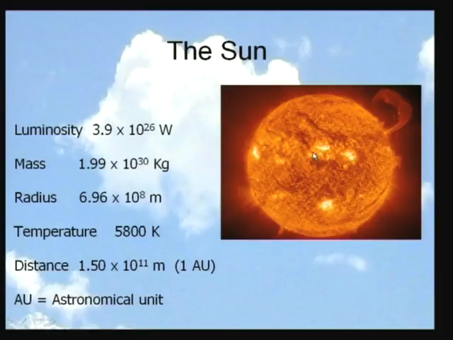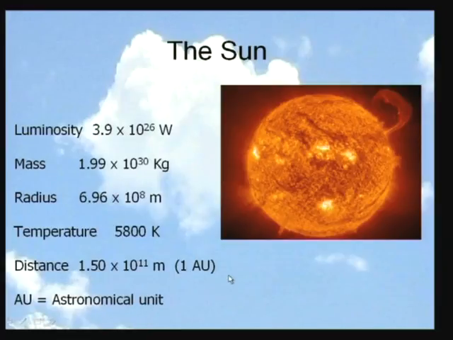The size of the earth, remember, is around 6,000 kilometers in radius. So, this gives you an idea of how many times larger the sun is in physical length, and the temperature of the sun is roughly 5800 Kelvin.